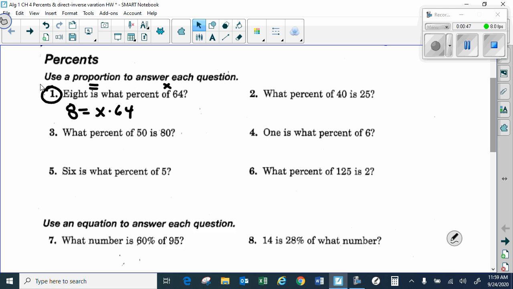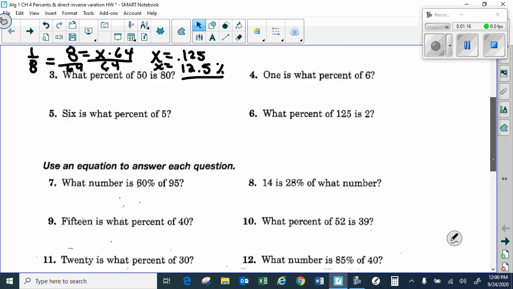So to solve that, we divide each side by 64. That simplifies down to 1/8. And if you put 1 divided by 8 in your calculator, you will get 0.125. That's the decimal, but now it wants the percent. So for percent, we move the decimal 2 places to the right, and so it's 12.5%. And there's our answer. Same thing as multiplying by 100.